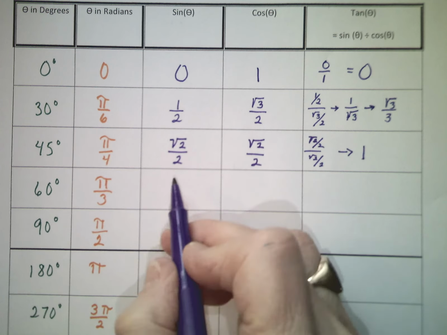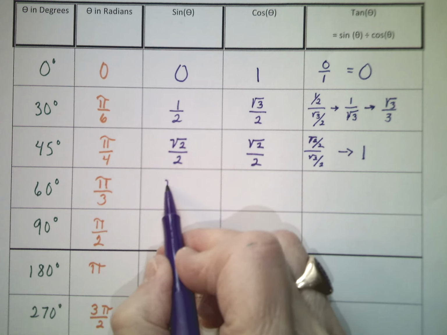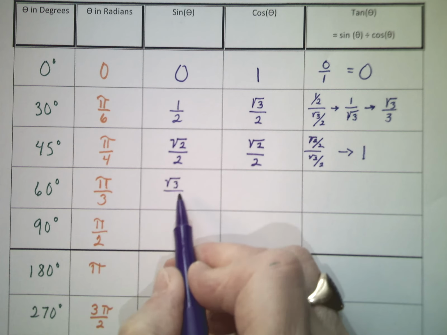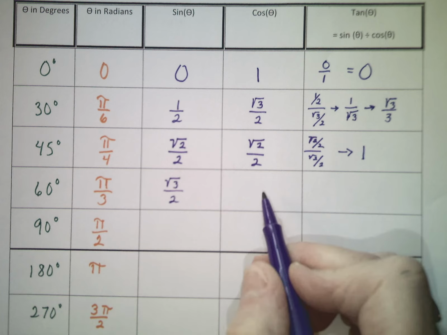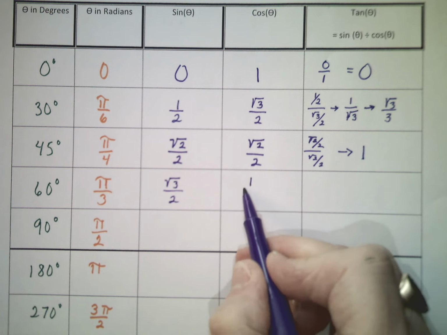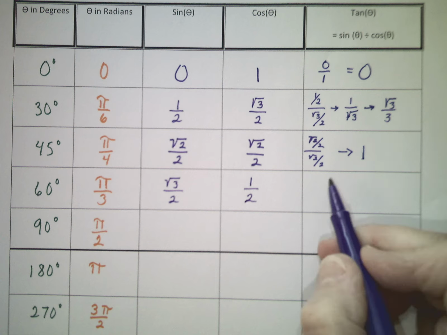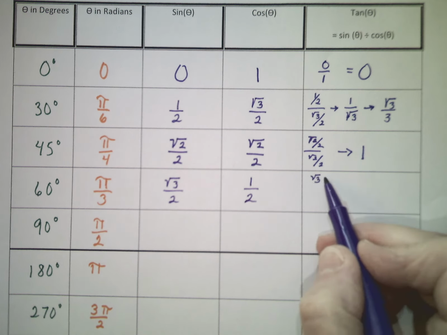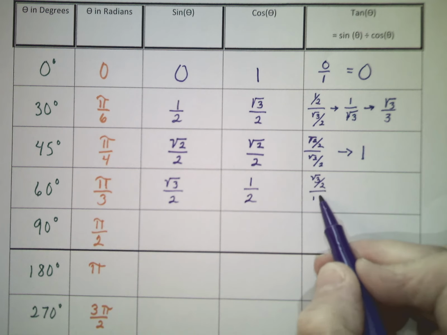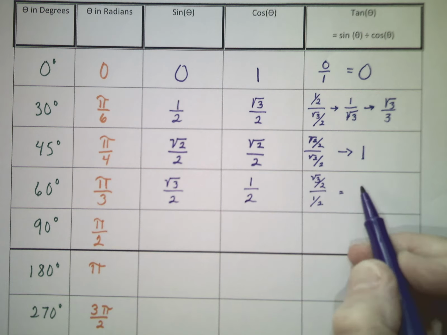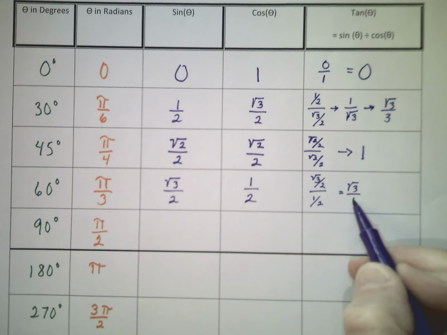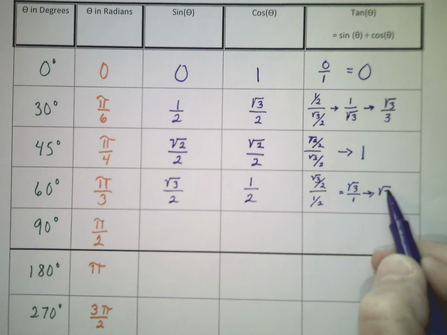60 degrees. Sine value of a 60-degree angle is the square root of 3 divided by 2. Cosine of a 60-degree angle is going to be 1/2. Tangent will be the sine divided by the cosine, which is the square root of 3 over 1, which is going to be square root of 3.